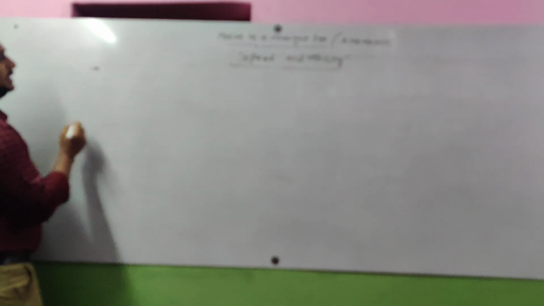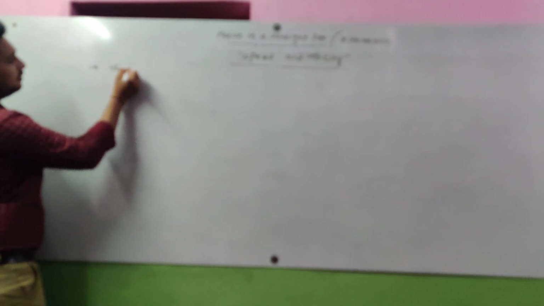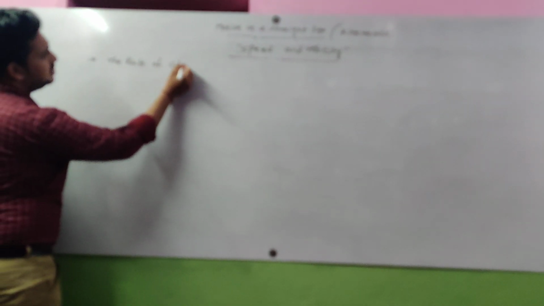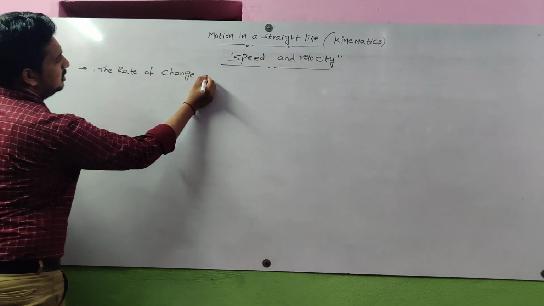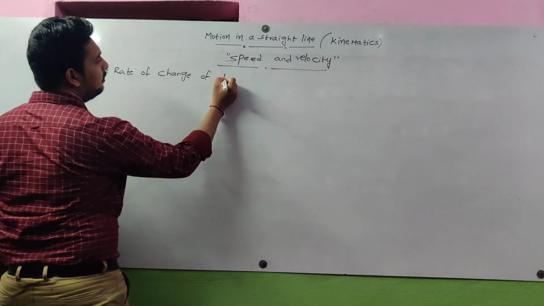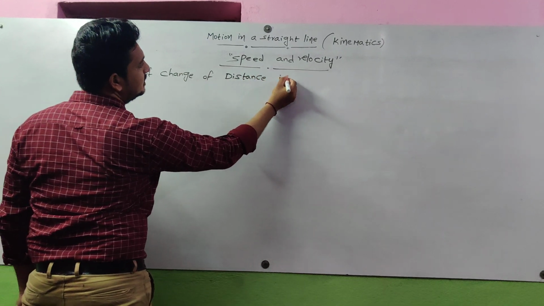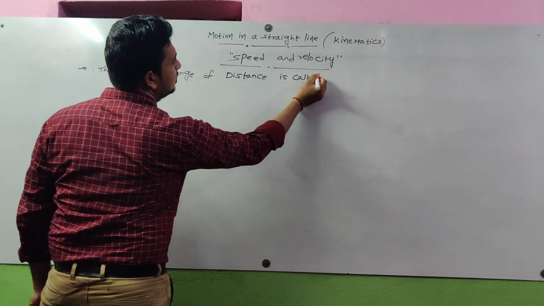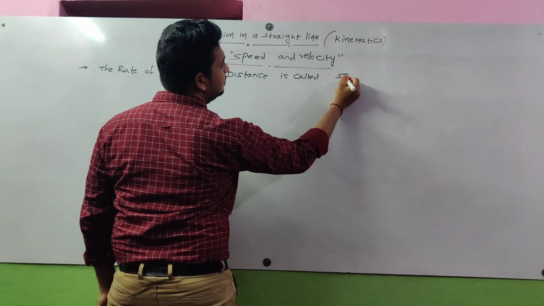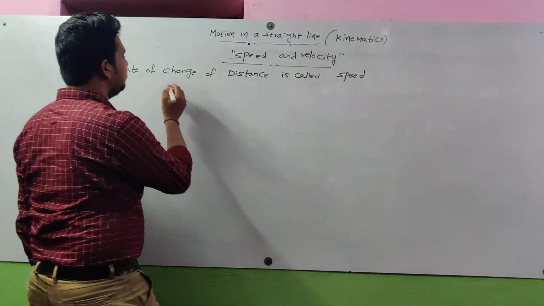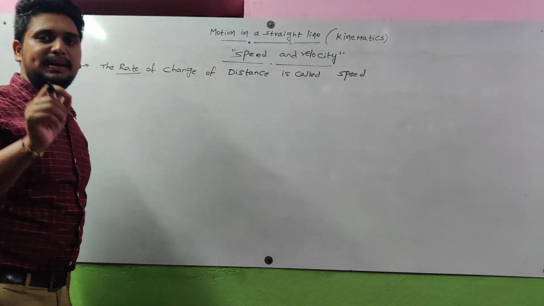What is meant by speed? The rate of change of distance is called speed. Rate means change with respect to time.